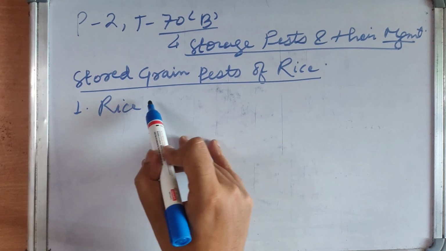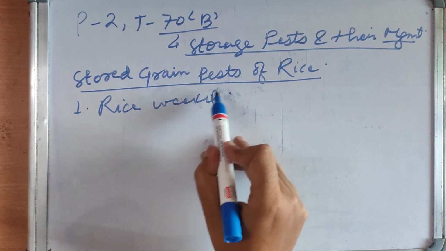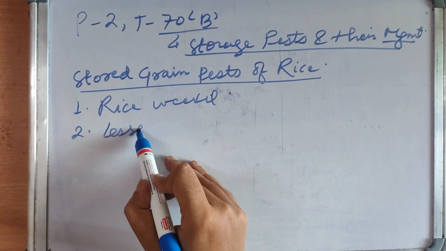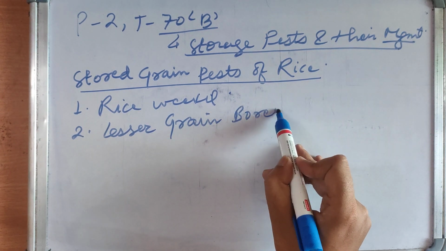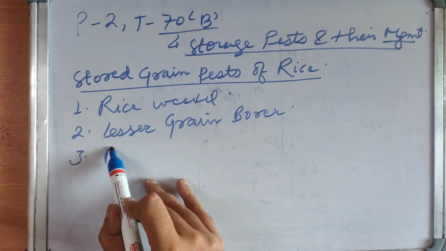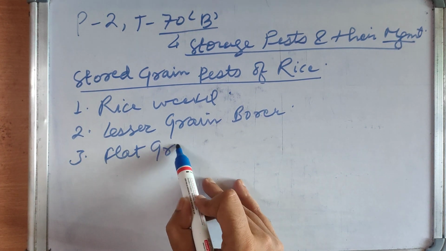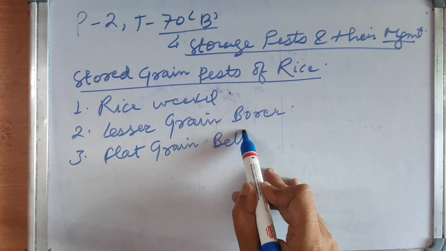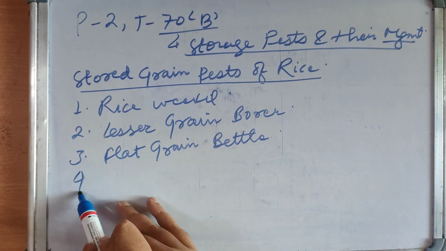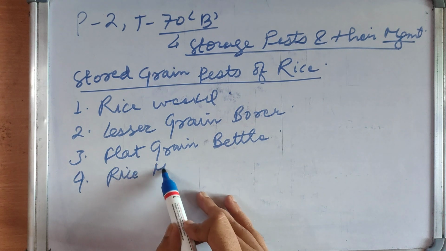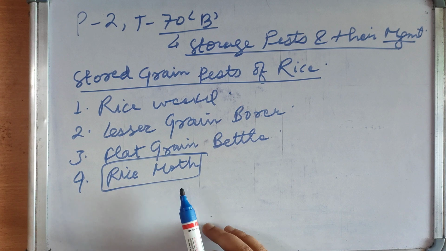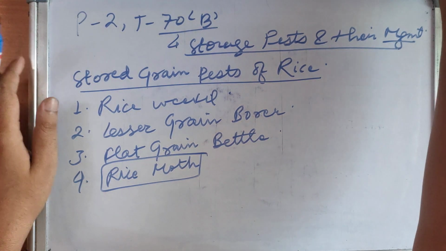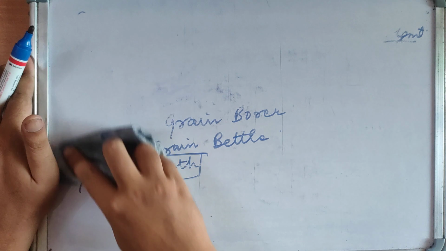First one is rice weevil. Another is lesser grain borer. Flat grain beetle. Rice moth. We will give a detailed view on rice moth because it was asked in previous years. So we have to discuss the biology of rice moth.